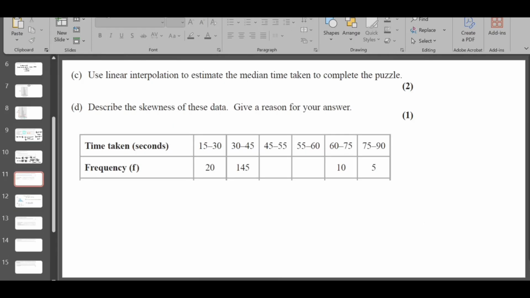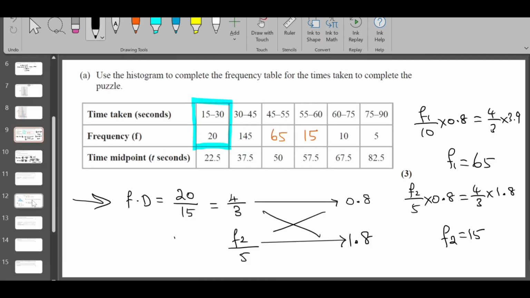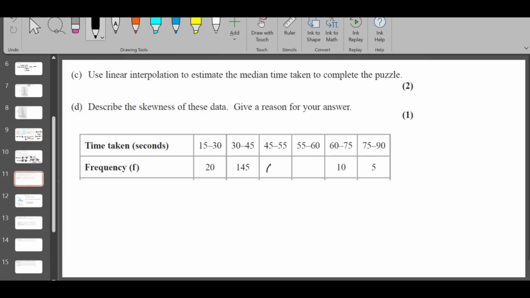Part C, use linear interpolation to find the median Q2. So I have put the table here. The two missing values are 65 and 15. To apply linear interpolation, you need to find the cumulative frequency first, which is 20, plus this 165, plus this 230, plus this 245, 255, 260. This should be equal to sigma f, which is given in the question as 260, right?